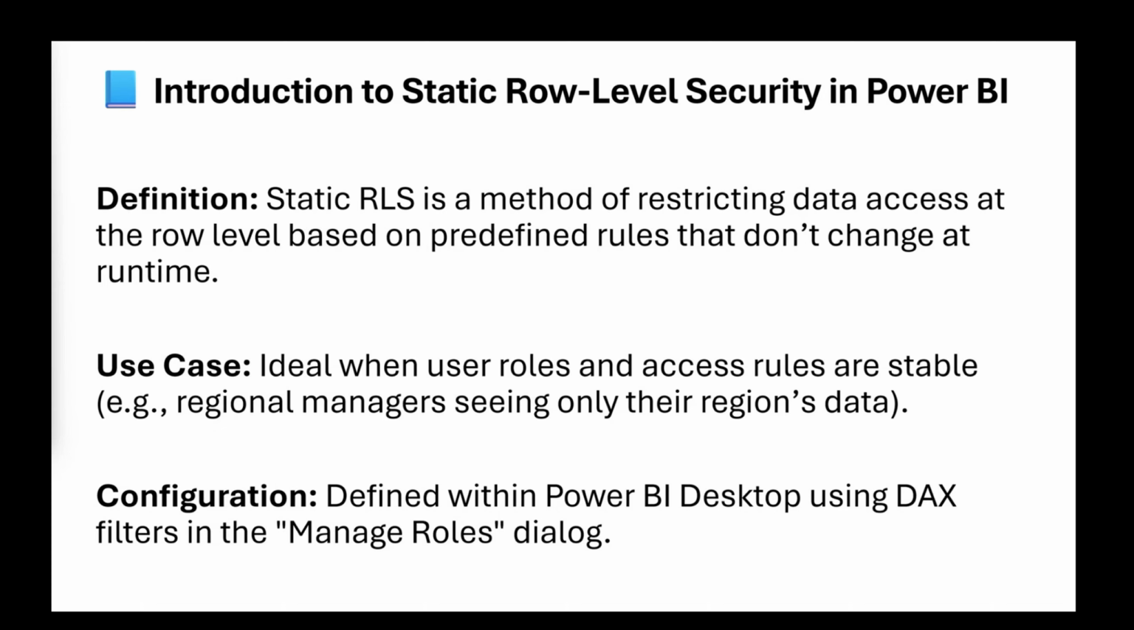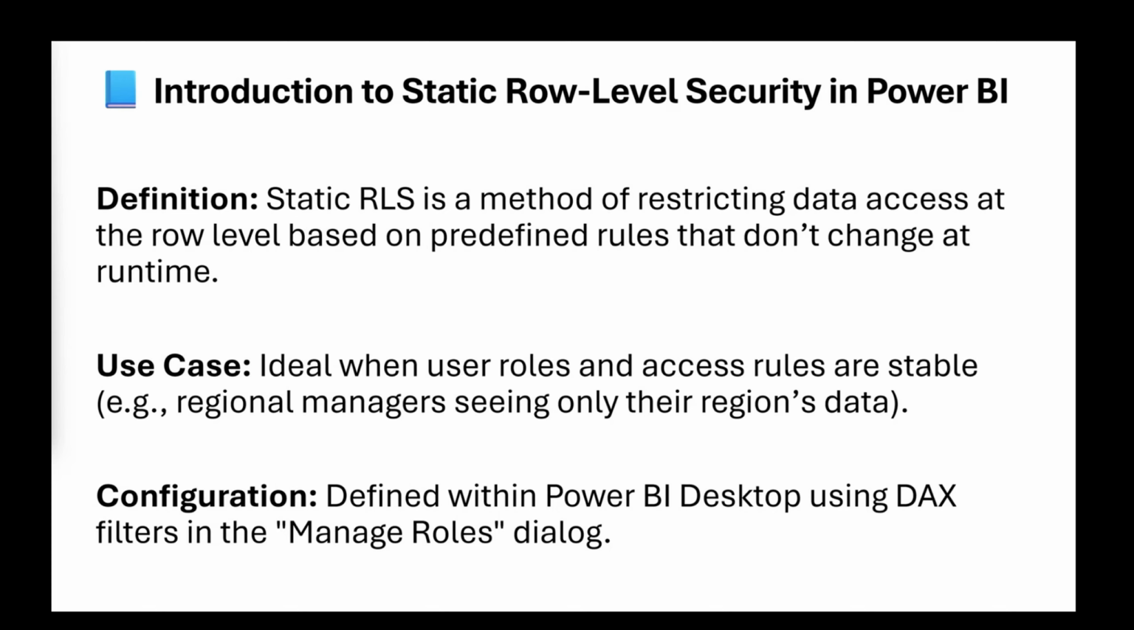Now, let's start with the definition of static row level security. You might see me use the word RLS. That is just the abbreviation for row level security, because I don't want to be saying it out all the time. So if I say RLS, you know I'm talking about row level security. Static RLS is a method of restricting data access at the row level.